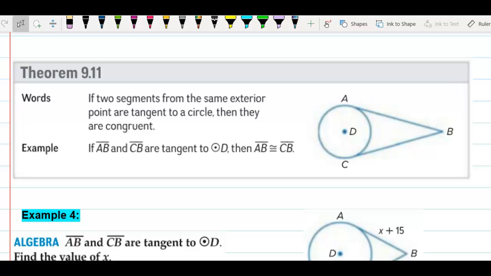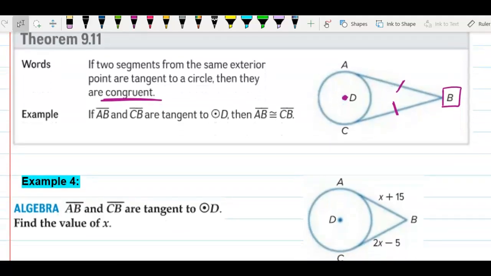So this one says that if 2 segments from the same exterior point, so notice these are both starting at B, if we have 2 segments that start at the same point and are tangent to the circle, they are congruent. Okay, so I think sometimes this looks like a bird, where this is the eye, the center of the circle is the eyeball, and maybe that's the beak. So if we have 2 tangent lines starting at the same point, tangent to the same circle, these 2 pieces are just the same.